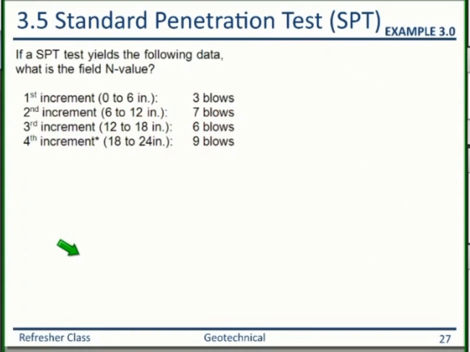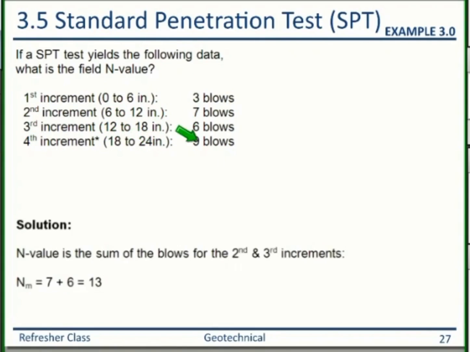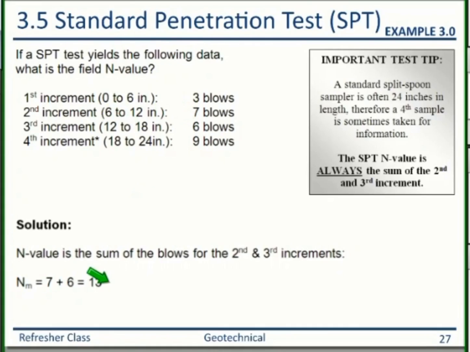So for example, if a split spoon test yields the following data, what is the N value? First increment, 0 to 6 inch, took 3 blows, second increment, 6 to 12 inch, took 7 blows, third increment, 12 to 18 inch, took 6 blows, fourth, 18 to 24 inch, 9 blows, right? In that case, your N value is the number of blows to advance the second increment and third increment, which is 6 to 12, 12 to 18, therefore 7 plus 6 is 13. N value for this example.